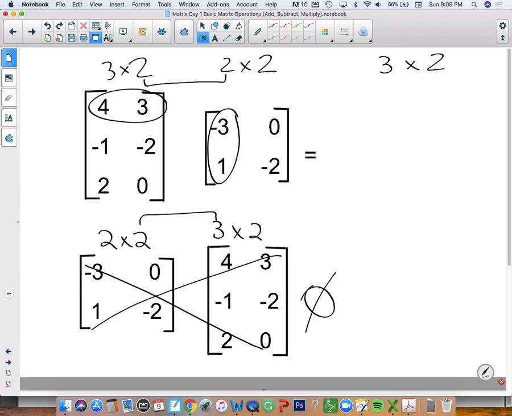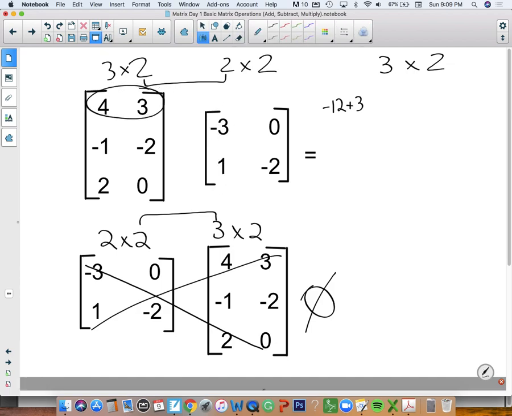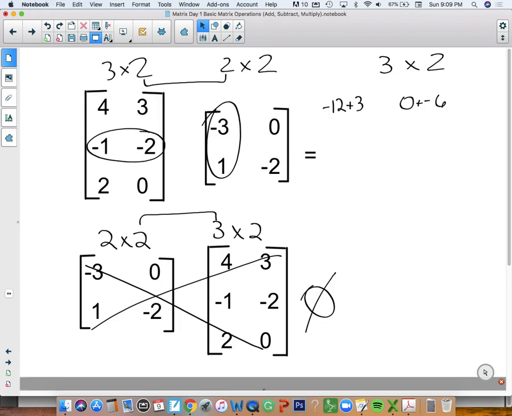So 4 times a -3 will be a -12, and then a 3 times a 1, that's a 3, and this is about the amount of work that I'm going to show on this one. Oh, they're linked together. Let's unlink them here so you can see me move around. Okay, second column, so 4 times 0, 0, 3 times a negative 2. Oops, I'll just do plus a negative 6. All right, so next one, we got to move down. So we used both columns here. So now we move down to the next row, and we do it again.